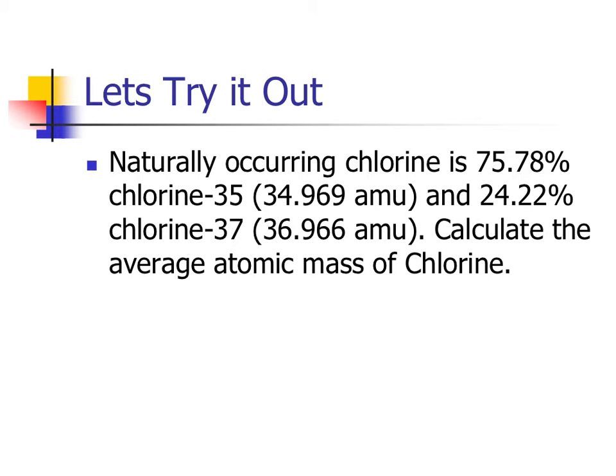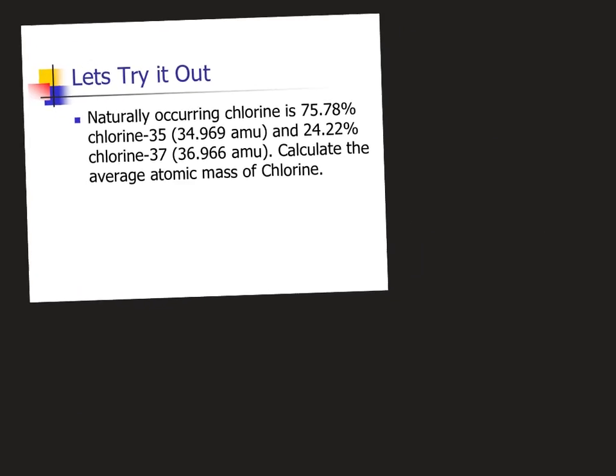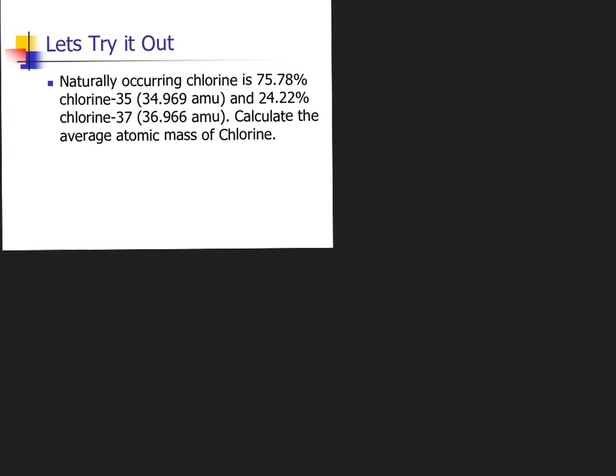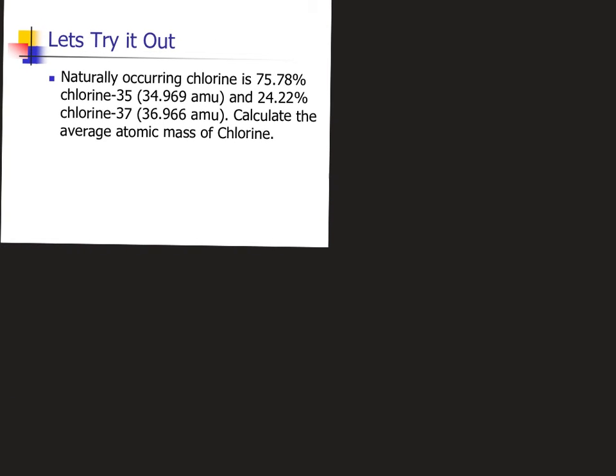As we can see, chlorine 35 does not actually have a mass of 35. It actually rounds up to 35. And the same thing with chlorine 37, it rounds up to that as well. So let's resize this so I can have plenty of workspace.